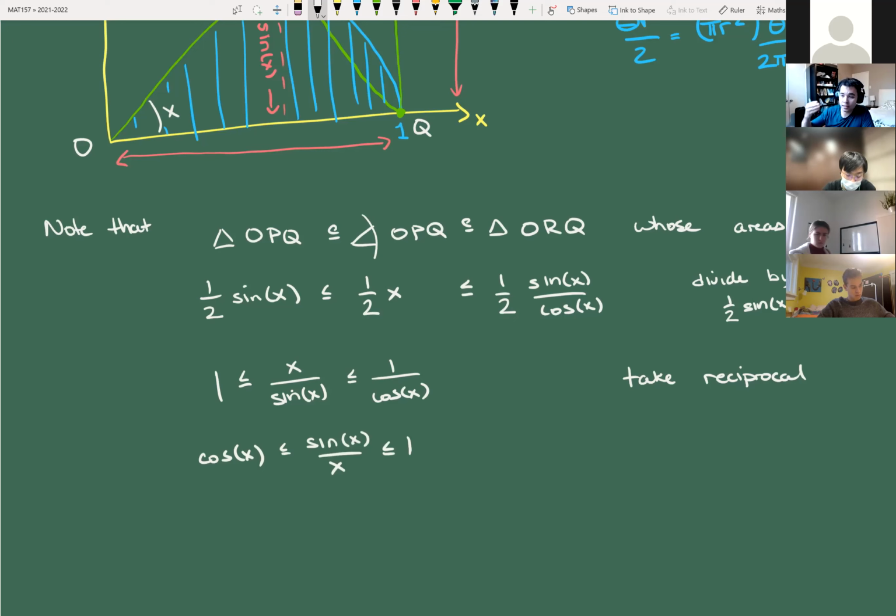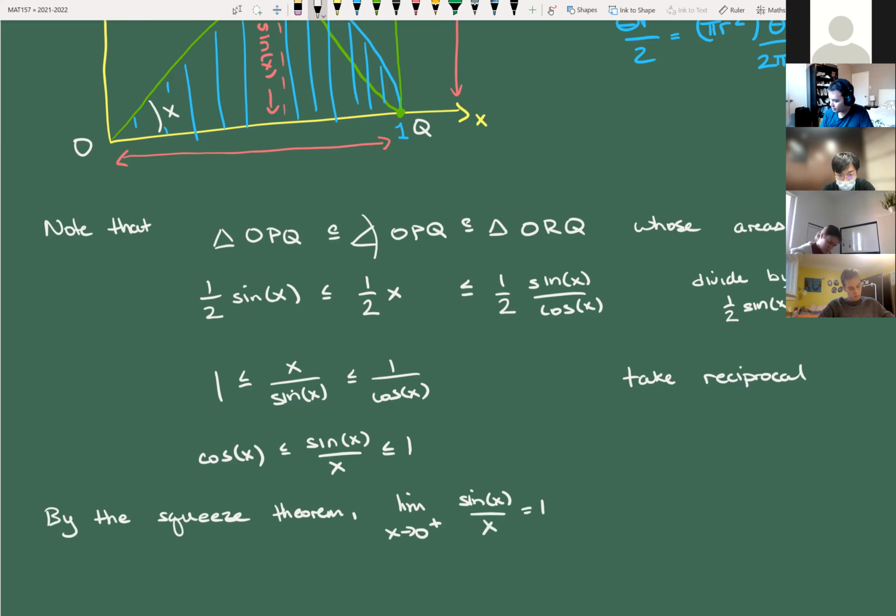And now we're done because by the squeeze theorem, as we let x go to 0, we know that cos x is going to go to 1, right? We said cos is continuous. So as x goes to 0, cos goes to 1. The constant function 1 definitely goes to 1. So the squeeze theorem tells us that sine x over x becomes 1. All right, so by the squeeze theorem, I guess I should technically say the limit as x goes to 0 from the right, sine x over x is equal to 1.